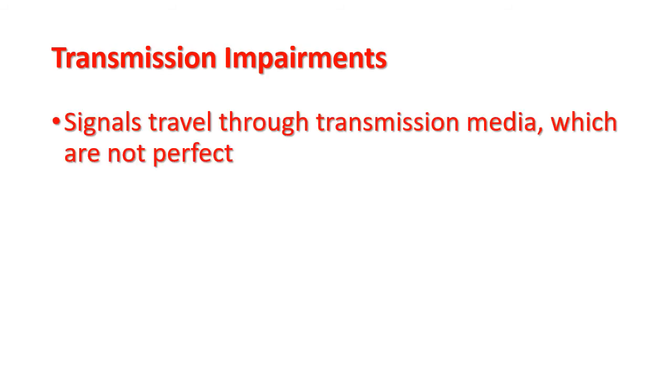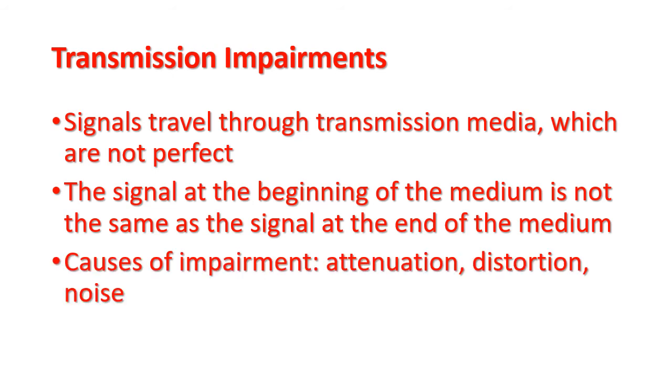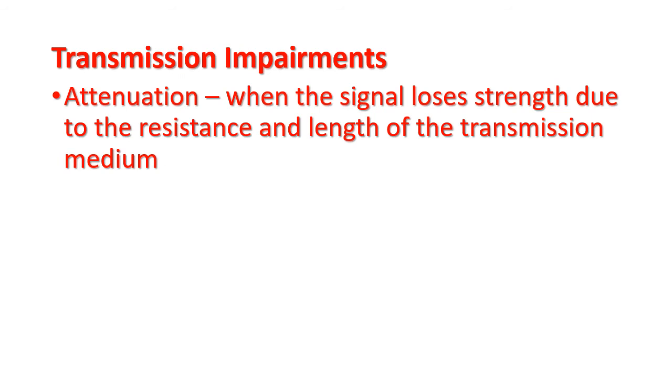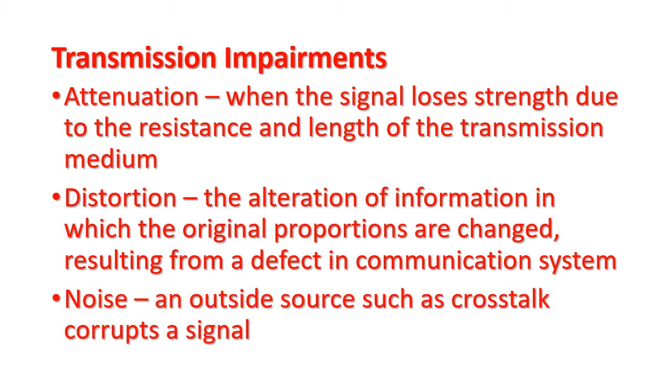Transmission impairments. Signals travel through transmission media which are not perfect. The signal at the beginning of the medium is not the same as the signal at the end of the medium. Causes of these impairments are attenuation, distortion, and noise. Attenuation is when the signal loses strength due to the resistance and length of the transmission medium. Distortion is the alteration of information in which the original proportions are changed, resulting from a defect in the communication system, usually in the channel. Noise is an outside source, such as crosstalk, that corrupts a signal.